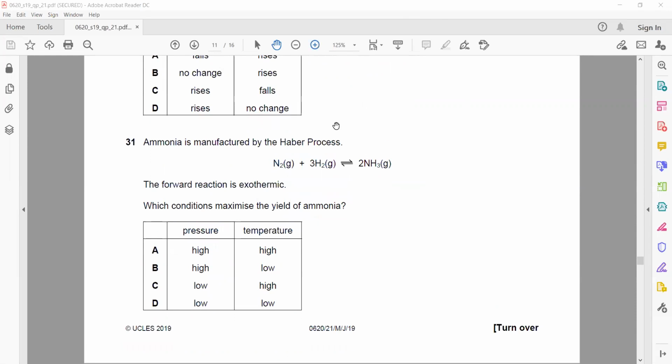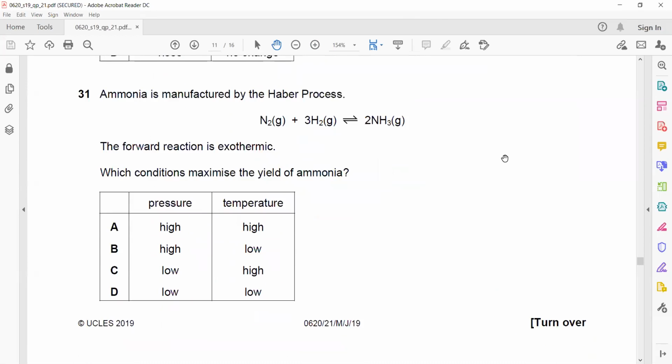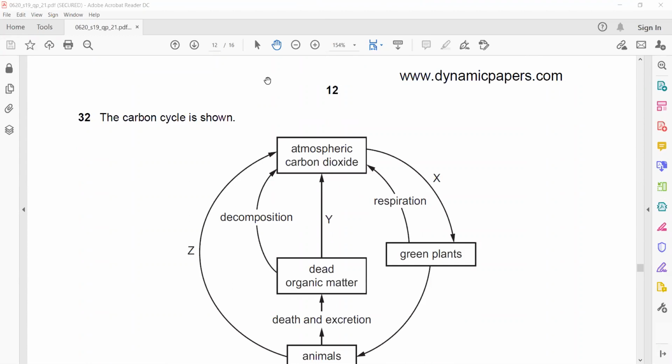Question 31. Ammonia is manufactured by Haber's process. The forward reaction is exothermic. Which condition maximizes the yield of ammonia? How can we increase the amount of ammonia? Lowering the temperature and increasing the pressure. Because the forward reaction is exothermic, we should decrease the temperature and increase the pressure so that it will shift the equilibrium towards the right-hand side and favor the forward reaction.